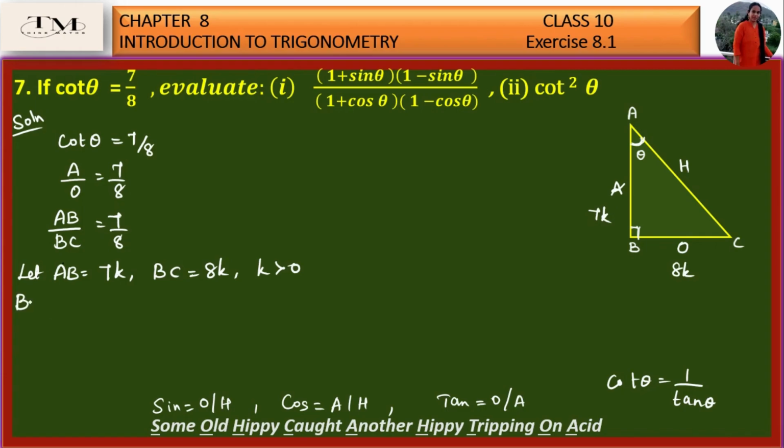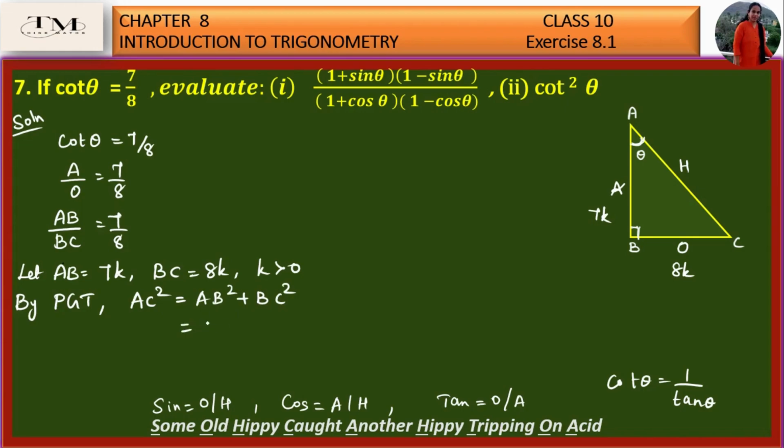We are going to use Pythagoras theorem. Pythagoras theorem says that hypotenuse square, so AC square is equal to AB square plus BC square. So this is the Pythagoras theorem. AC square we have to find out.